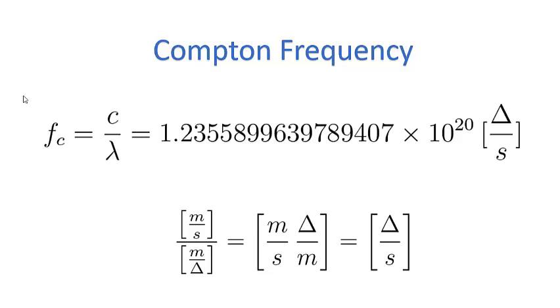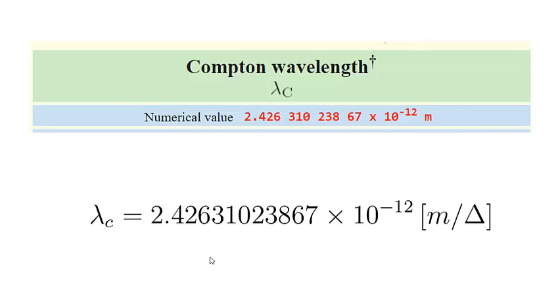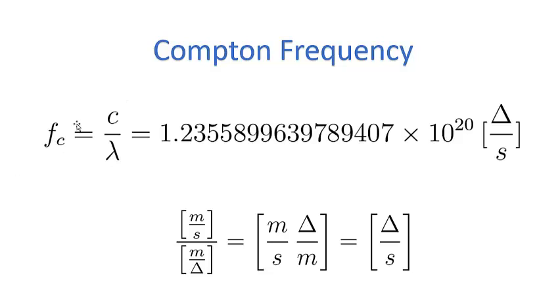And when you do this calculation, when I plug this value into this equation, I get this value here, which is 1.2355, etc., times 10 to the 20 cycles per second. Okay, cycles per second. And the units work out to be delta over S. And we can work this out here. I work it out here just to show you.